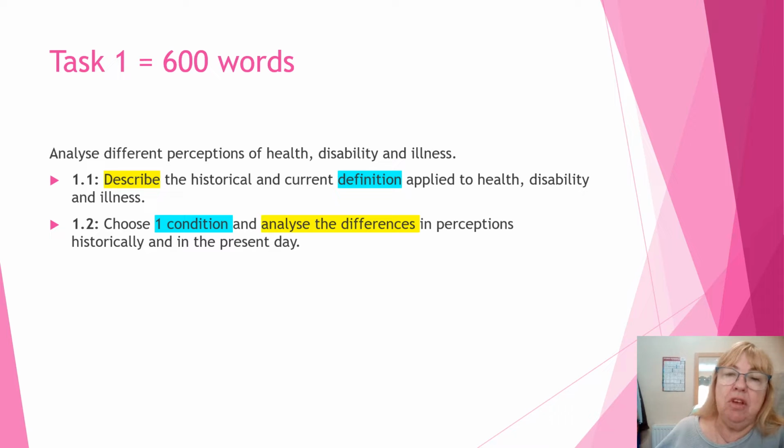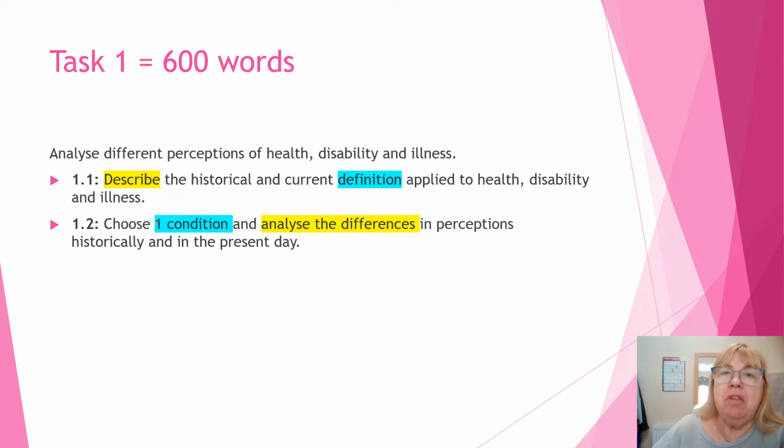So let's look at task 1. Task 1 is 600 words, and there are 2 criteria. The overview of it is that you're going to be analysing different perceptions of health, disability and illness. But what you're actually focusing on to get into that 600-word answer is to describe the historical and current definition applied to health, disability and illness.